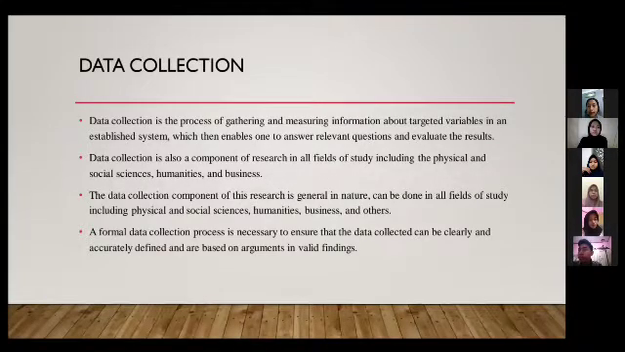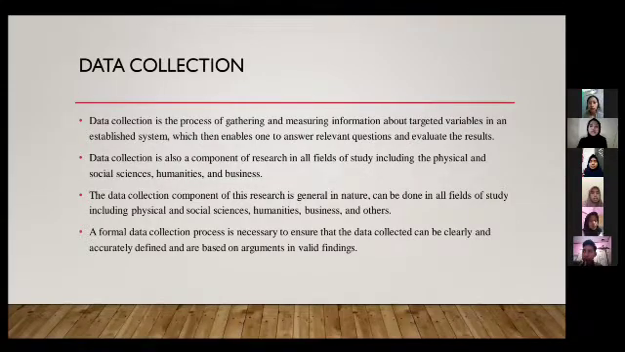I want to explain about data collection. It is the process of gathering and measuring information about target variables in an established system, which enables one to answer relevant questions and evaluate the result. Data collection is also a component of research in all fields of study, including the physical and social sciences, humanities, and business. Although methods vary by discipline, the emphasis on ensuring accurate and honest collection remains the same.